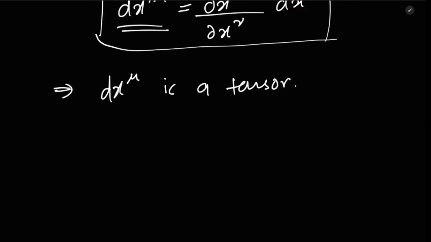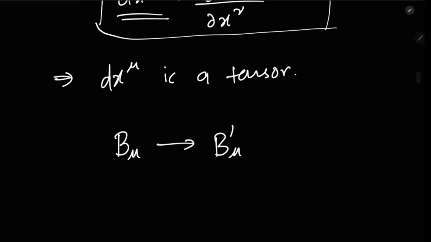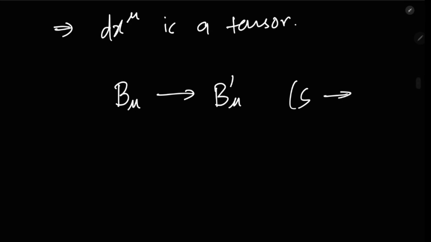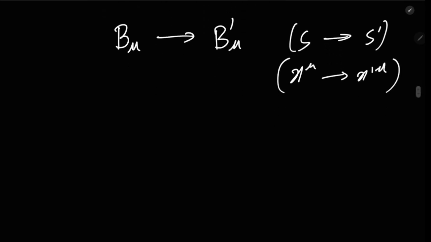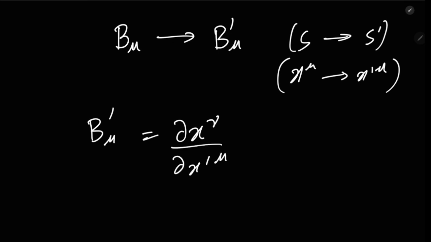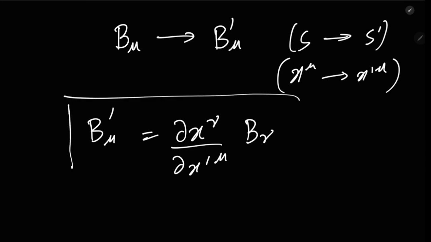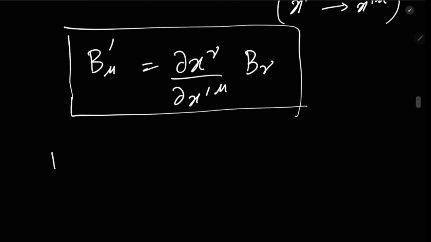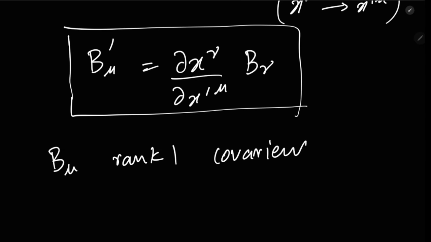Now I'll define what a covariant tensor is. So let's say we have a quantity B mu in S frame going to B prime of mu when we go to S prime frame. So let me write that down. S goes to S prime. For this to be a covariant tensor, it should transform as B prime mu is equal to del x nu upon del x prime mu B nu. This is the definition of a covariant tensor. B mu is a rank 1 covariant tensor.